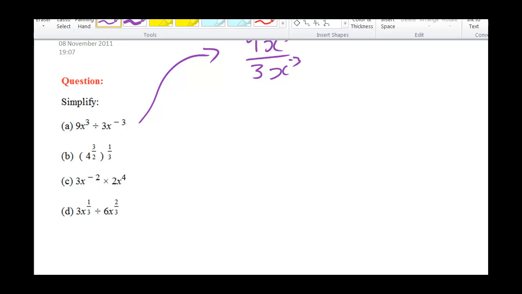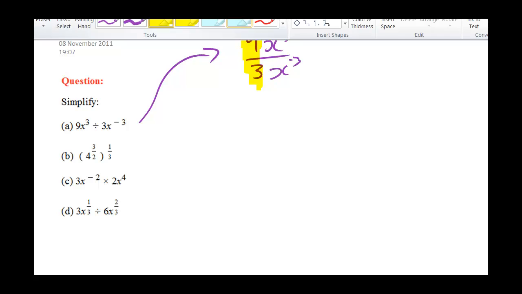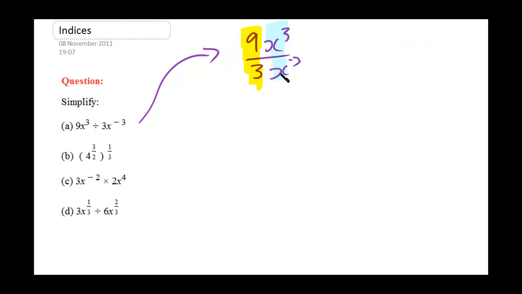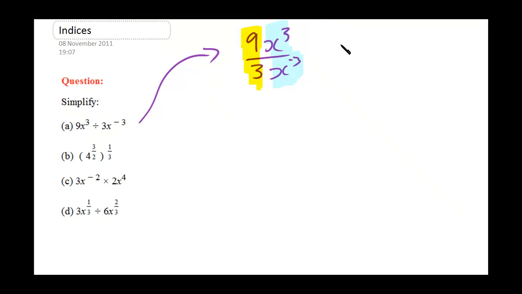So what I would do is I would do the division here as one thing, and what you ought to do is work out this as well separately. So let's just do that. Let's do 9 divided by 3. Well, that's just equal to 3. X cubed divided by x to the minus 3, what you do is you subtract the indices. You get 3 minus 3, which will give you x to the 6. And that is your answer.